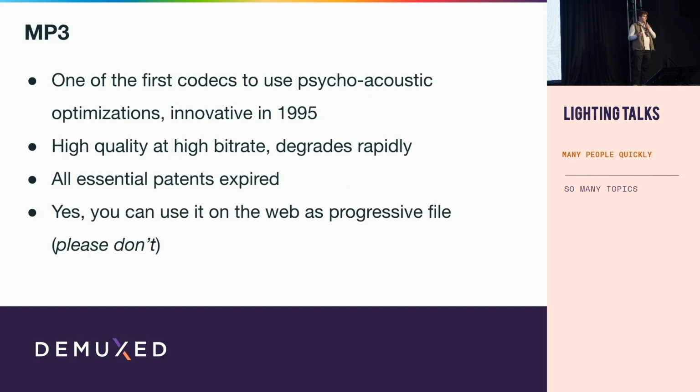We can start from the one that you shouldn't use: MP3. It was one of the first codecs that used psychoacoustic optimizations, which basically means cutting away frequencies that you can't hear. It performs okay at a high bitrate, but it's very bad at a low bitrate. It's nice because nowadays all the patents that plagued it have expired, and you can use it on all major browsers as a progressive file, but don't. Your users deserve better.